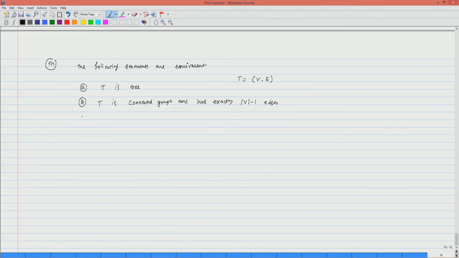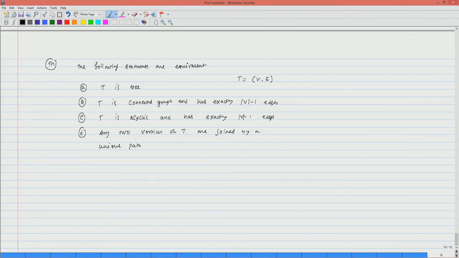So, A is equivalent to B, and the third statement is: T is connected, T is acyclic and has exactly V minus 1 edges, and D is another statement: any two vertices of T are joined by a unique path.